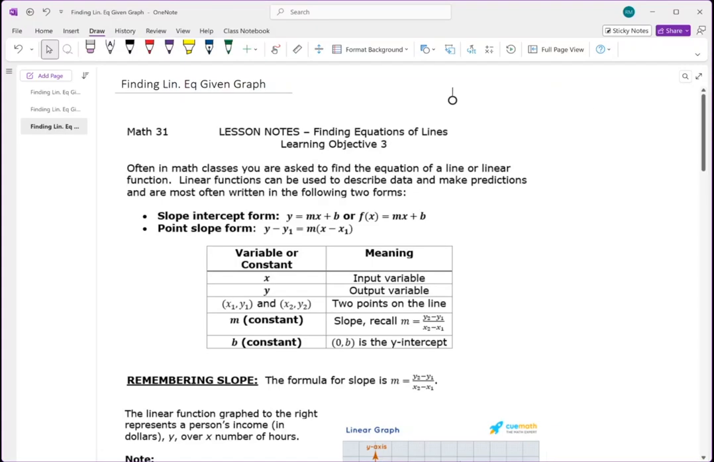Hello, this is Rochelle, and in this video we're going to talk about finding the equation of a line if we're given a graph. We've already talked about how to find the equation of a line given 2 points or 1 point and the slope. And so we're really in this video going to be focused on this y equals mx plus b form.